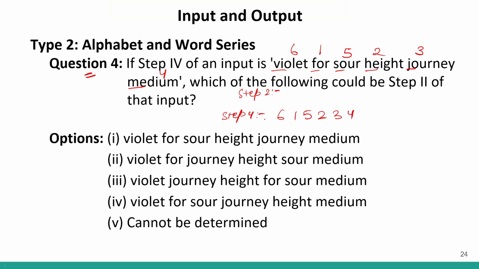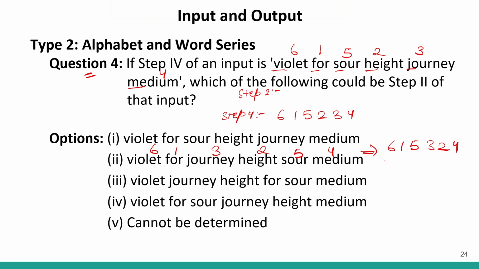Now let us look at this one. So violet is 6. F is 1. Journey is 3. H is how much? 2. S is 5 and medium is 4. So now over here we have 6, 1, 3, 2, 5, 4. Let's say this is step 2. Correct? If this is step 2, we need a step 3. What will be the step 3? Step 3 will be 6, 1, 5, 3, 2, 4.